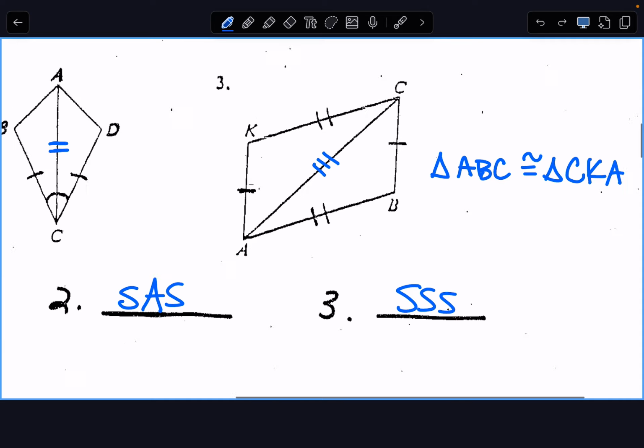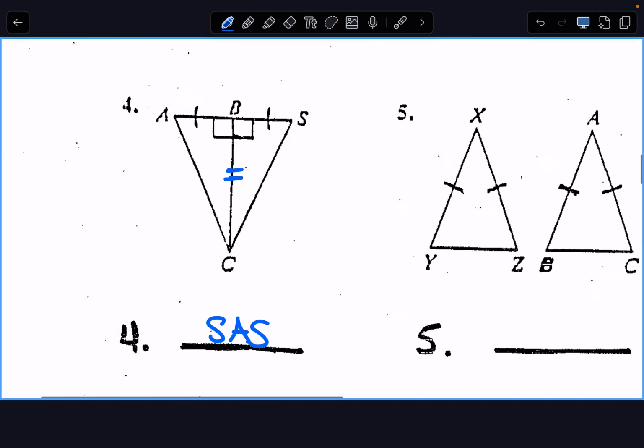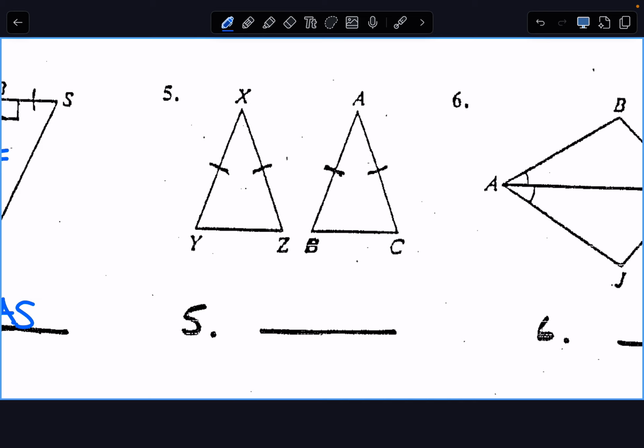All right. Number 4, Avery, what you got? I know this is a right triangle, but the hypotenuses aren't congruent. We have side, angle, side. Okay. Chase, what about number 5?